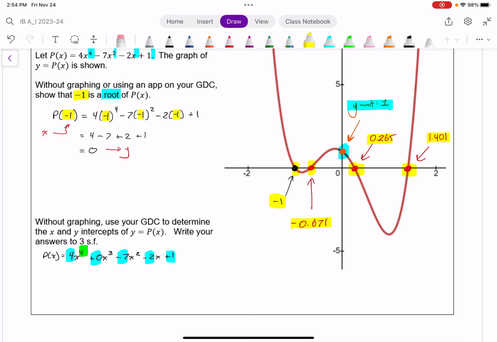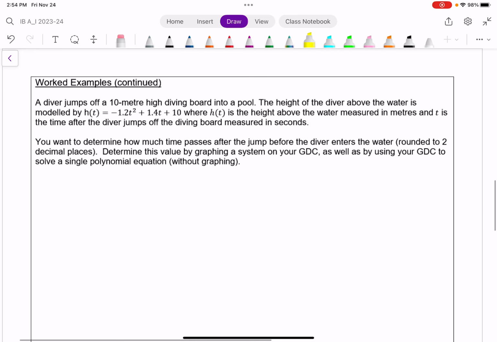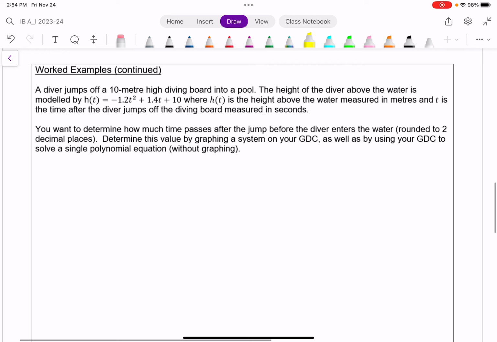All right, I have a fairly standard applied question here with quadratics, describing the height of a diver over time as they jump from a diving board into a pool. I want to find how much time passes after the jump before the person enters the water, rounded to two decimal places. And I want to do it two different ways. Once by graphing a system on my GDC, and as well as by using my GDC to solve a polynomial equation. So maybe I'll do the graphing first.